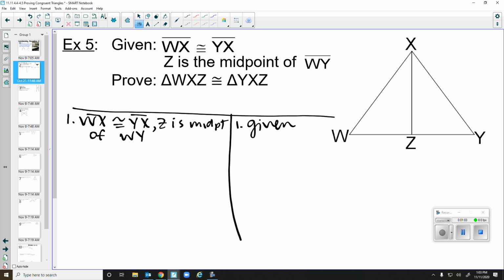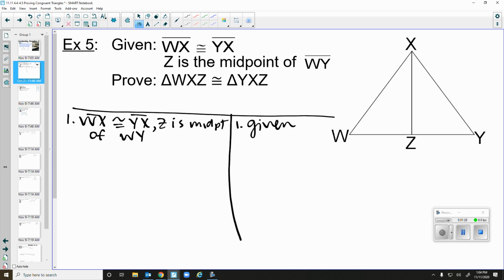This one, I know, kind of looks like XZ is perpendicular to YW, but it doesn't say it, so we don't know. So we're going to go through one of the other options: side, side, side; angle, side, angle; angle, angle, side. Right, so okay. Things to note.